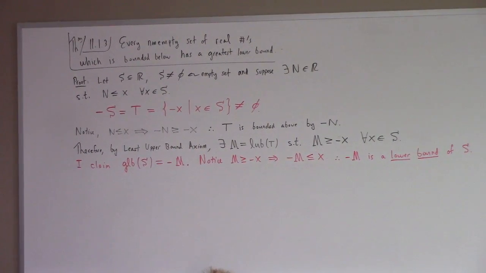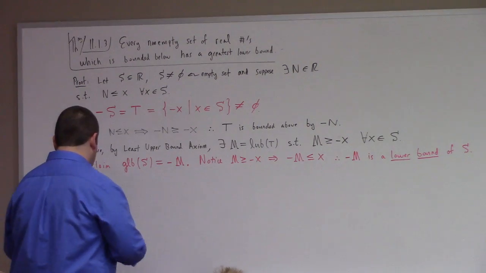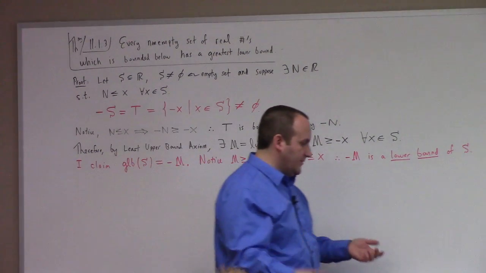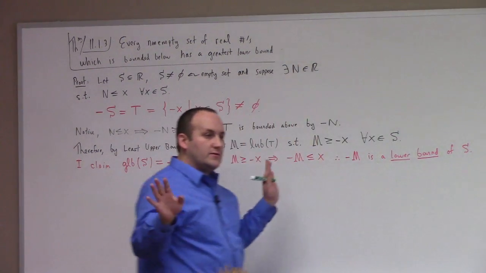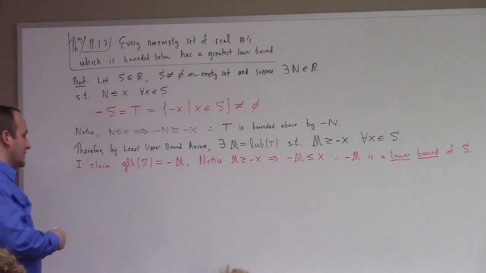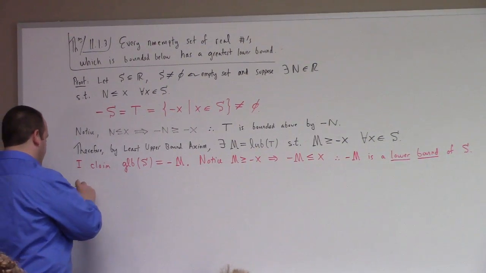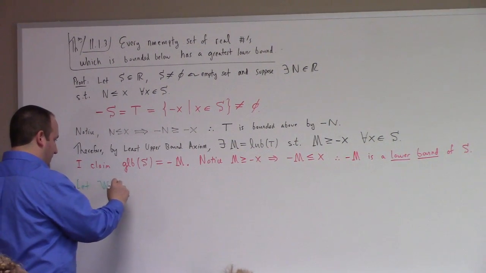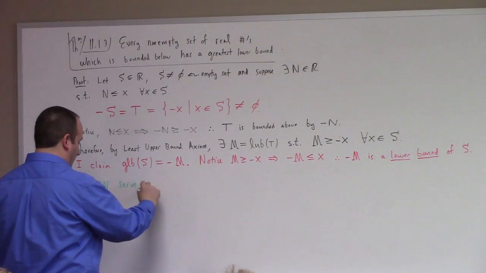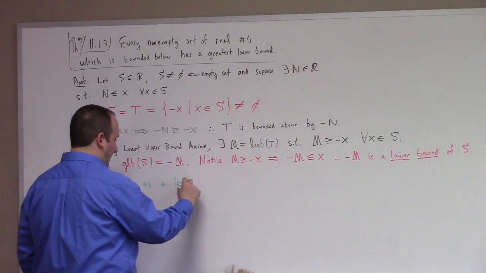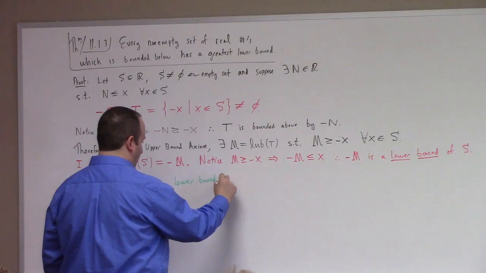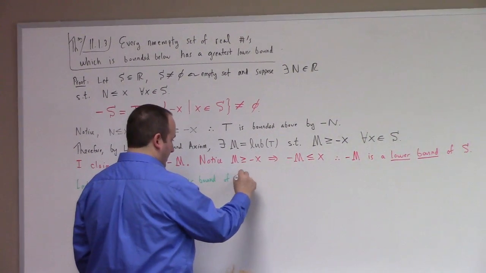Now that doesn't yet prove that it's the greatest lower bound. How do I prove it's the greatest lower bound? Well, how about this? Let's take any other lower bound. What do you guys want to call it? You can call it anything. I'll tell you what the earlier section called it. They called it W. I'm going to call it W again. Let W serve as a lower bound of S. What does that mean?